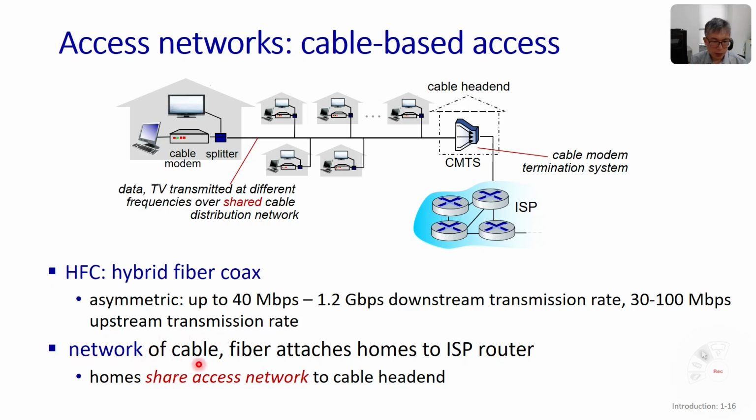So the network cable fiber attaches homes to the internet service provider router, like KT, LG U+, or SK Broadband, something like that. So homes share access network to the cable endpoint.